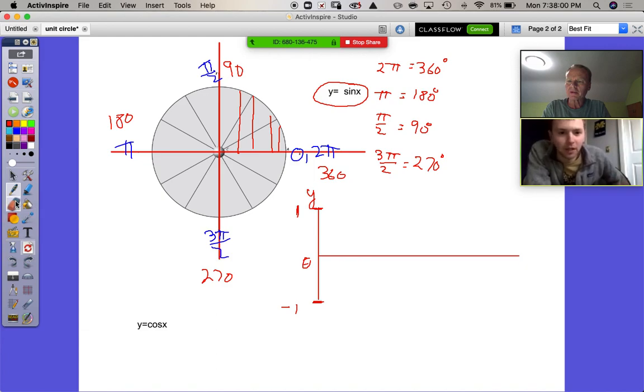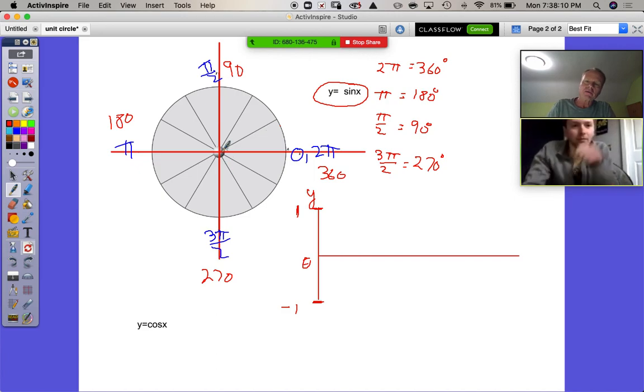Okay, so let me get this eraser out. We're going to get rid of these. I'm afraid this is taking way too stinking long. Sorry.